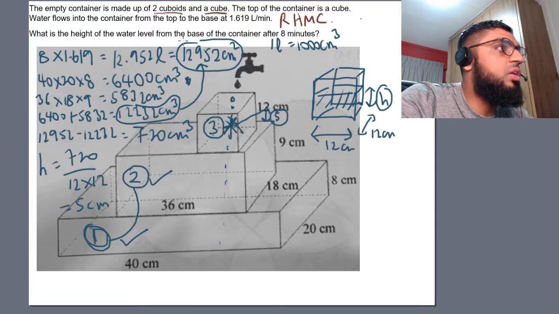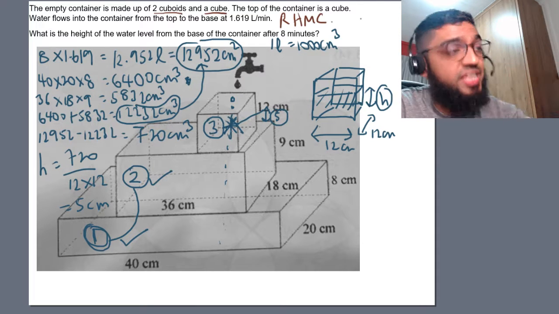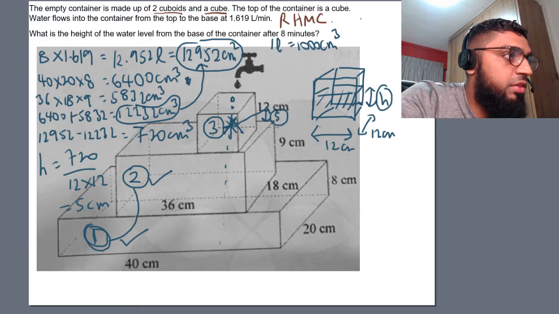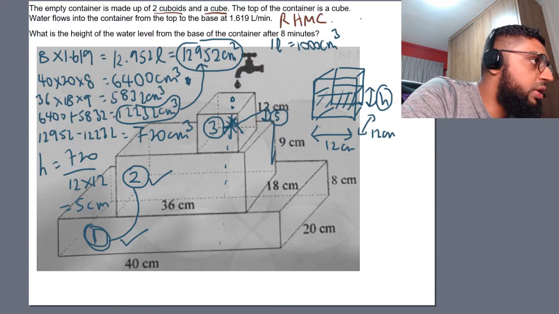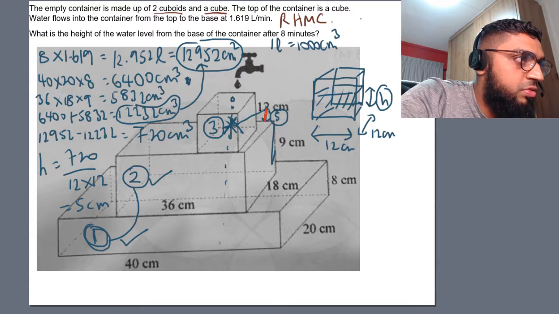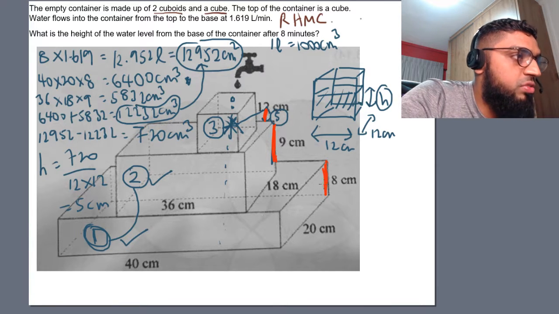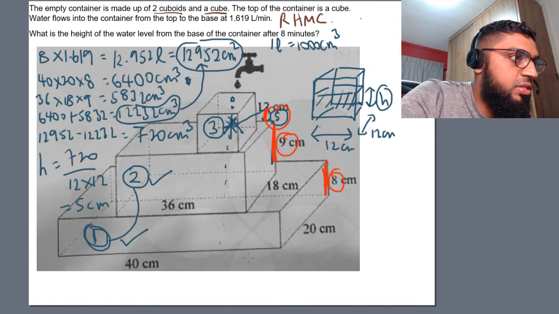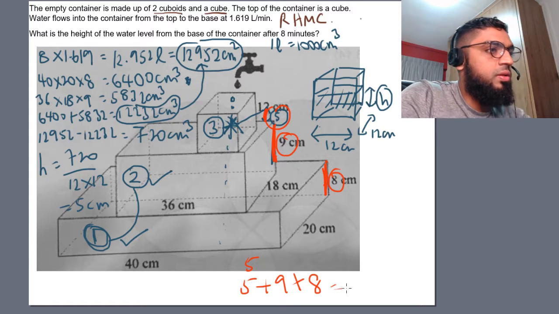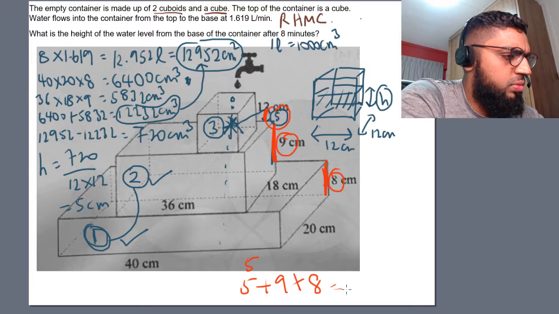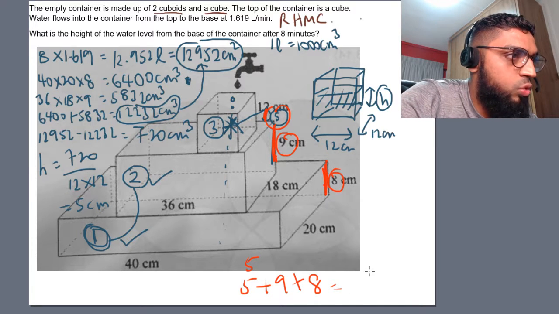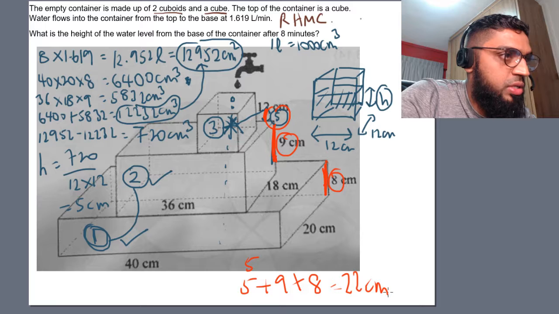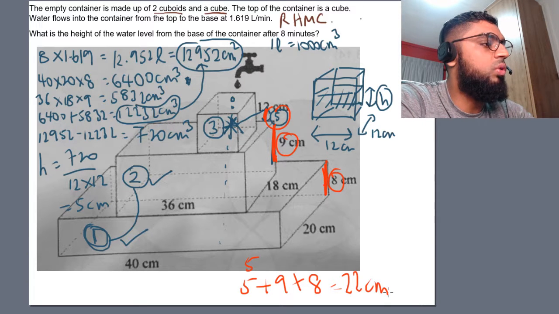But the question is asking, what is the height of the water level from the base? So I need to take this 5 plus 9, let's use a red color. So 5 cm is for section number 3, 9 cm is for section 2, and 8 cm is for section 1. So 5 plus 9 plus 8. Let's write it down here. That is 14 plus 8, which is 22. So that is 22 centimeters, the final answer for the height of the water level.